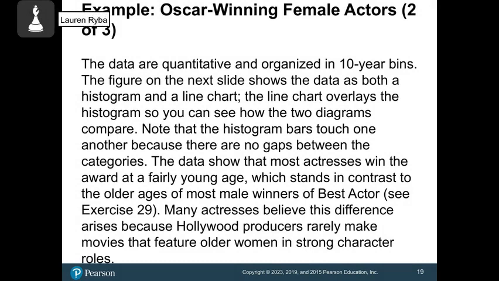The data is quantitative and again organized in 10-year bins. So on the next slide, I will show you the histogram, and then over top of that is going to be the line plot. And then we can discuss what we see. I know it does say it here, but I'm going to discuss it when we look at the actual graph.